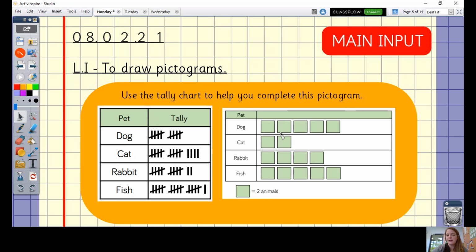Pause the video now to have a go at this, and we'll come back together to look in a moment. Okay, let's have a look together then.